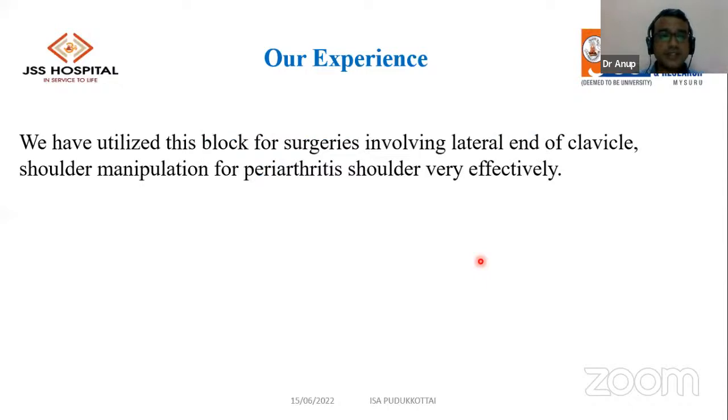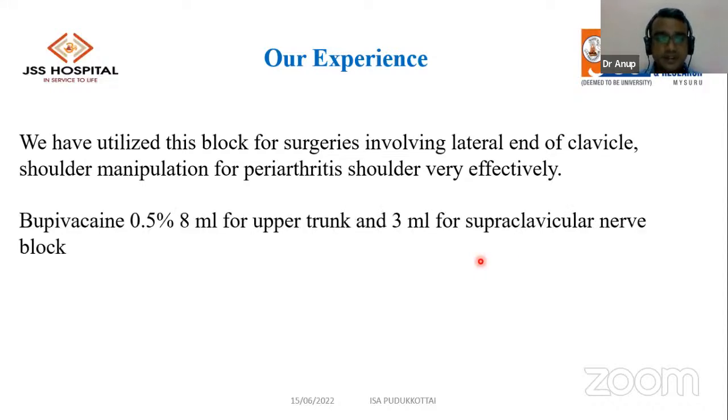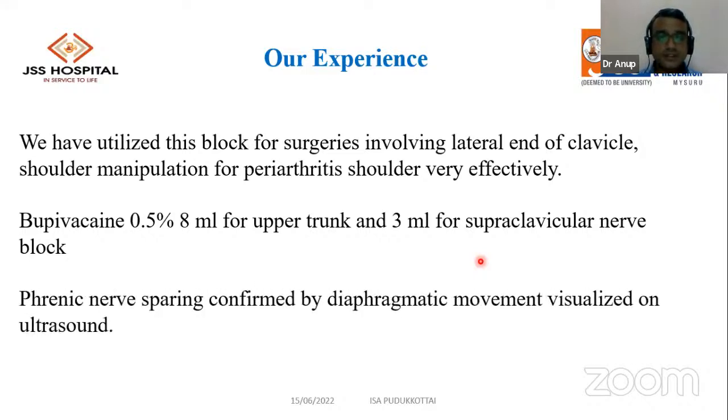Our experience with it, we have utilized this block for surgeries involving the lateral end of clavicle, shoulder manipulation for periarthritis shoulder, and arthroscopy surgeries for analgesic purposes. And we have found it to be very effective. What we use is injection bupivacaine 0.5%, 8 ml for the upper trunk and 3 ml for the supraclavicular block. Phrenic nerve sparing is confirmed by the diaphragmatic movement visualized using the ultrasound probe.